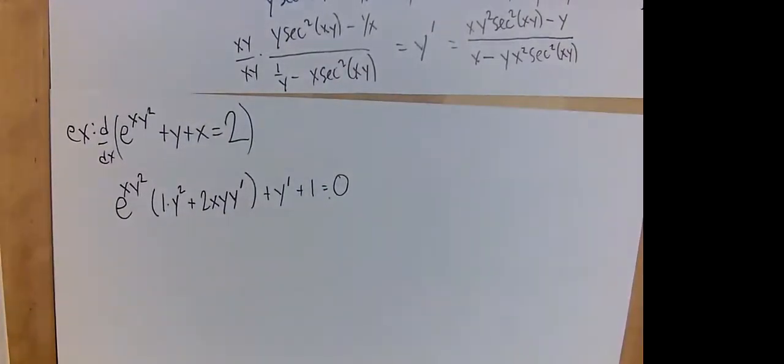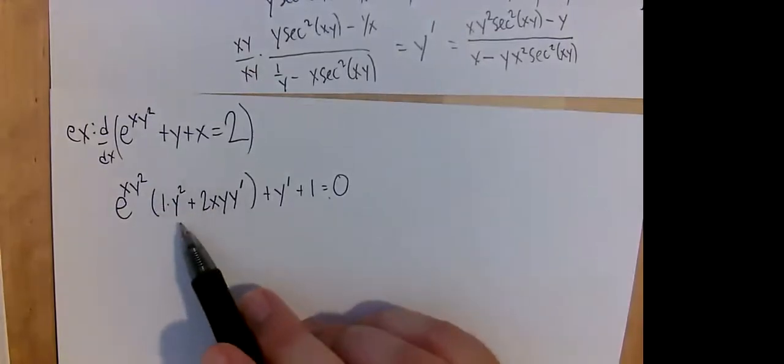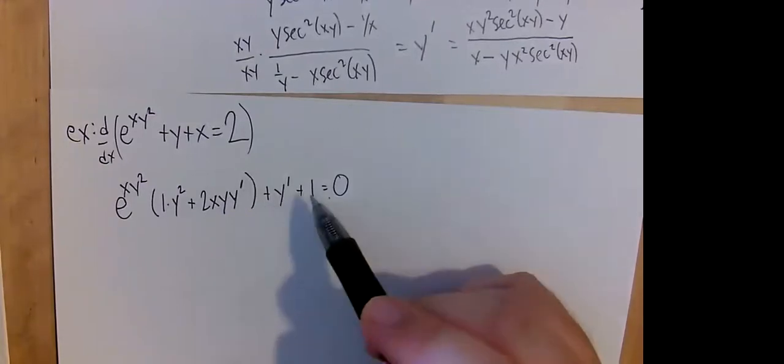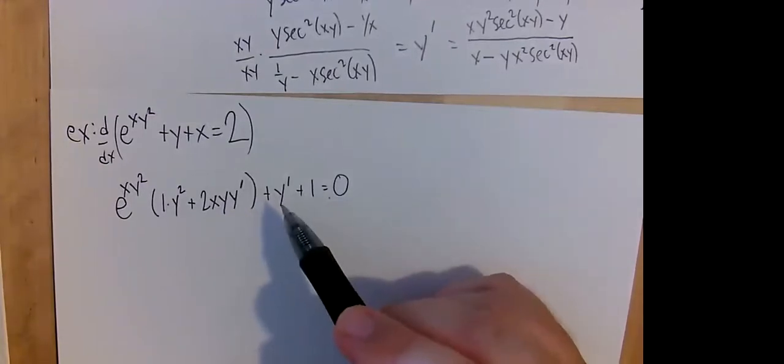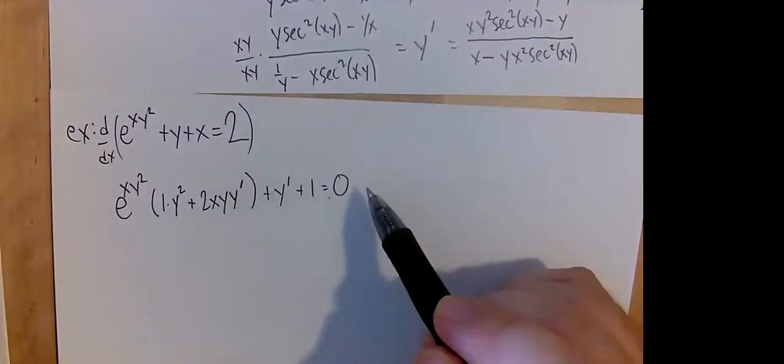Okay, now I'm going to use the exact same strategy that I used for the previous problem. I'm going to get all of my y primes on one side and all of my non-y prime terms to the other side. So if I were to FOIL this out, one of the terms would not have a y prime and the other would. So I'm going to, let's see, what am I going to do here? I guess I'll subtract all of the y primes over here.